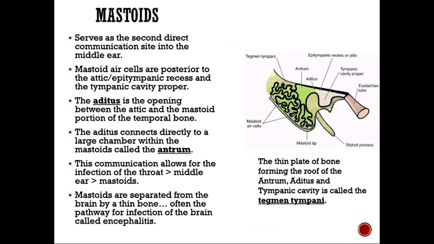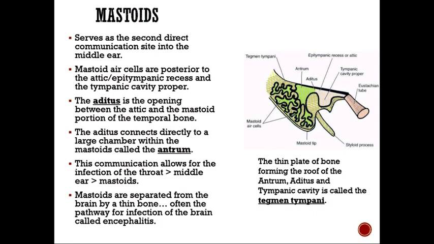Mastoids serve as the second direct communication site into the middle ear, and the mastoid air cells are posterior to the attic or epitympanic recess and the tympanic cavity proper. The aditus is the opening between the attic and the mastoid portion of the temporal bone, and it connects directly to a large chamber within the mastoid called the antrum. And this allows for communication and, unfortunately, infection between this area, the throat, and the middle ear.